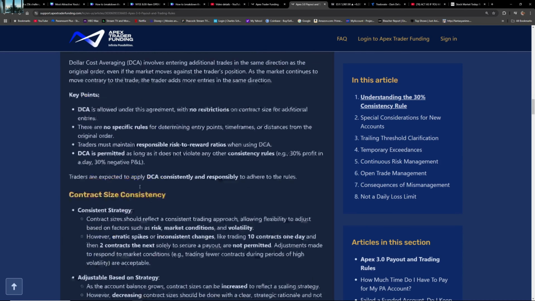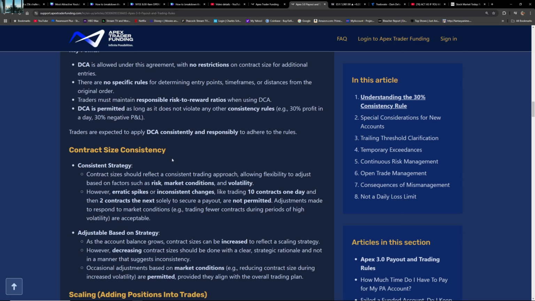So dollar cost averaging is alive, contract size is allowed. So if you have 10 contracts, they're going to allow you to use 2 contracts until you reach the trailing threshold, which is actually a good rule for new traders. Now for experienced traders, it's going to suck, but we can figure out how to get $1,000 fairly quickly. We have the experience and know-how.